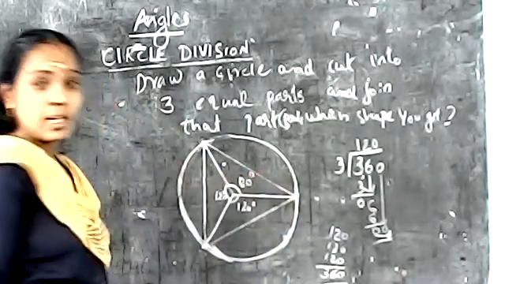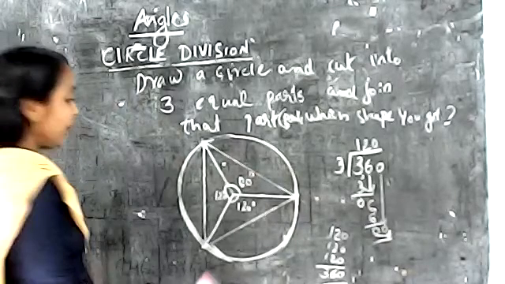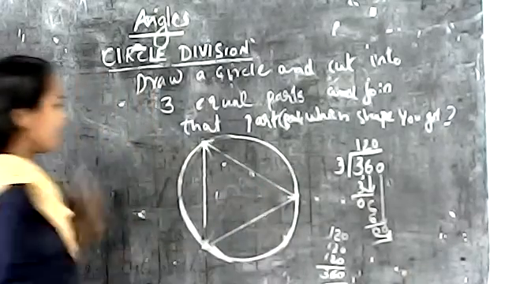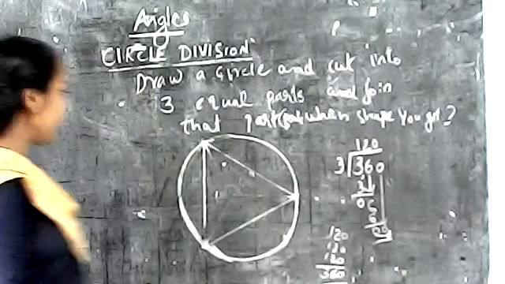Okay. And afterwards I will rub the inner part. What is the figure you got? What is the name of the figure? Triangle. How many parts does a triangle have? 3 parts and 3 angles.